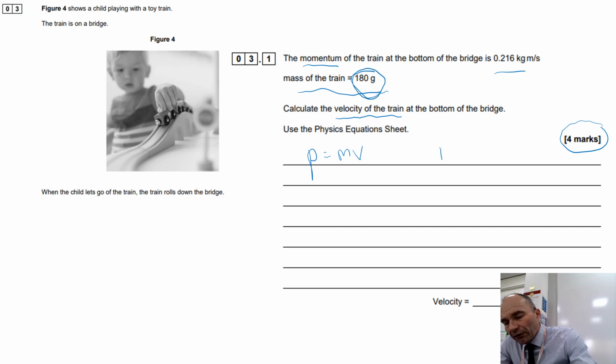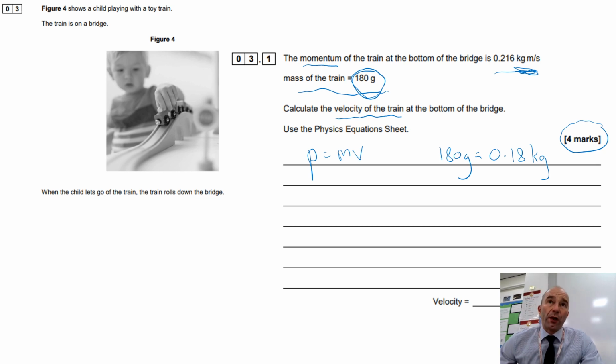We've got 180 grams. We need to convert that into kilograms, so we need to divide by 1,000. That gives us 0.18 of a kilogram. There's a bit of a clue in the units for momentum: the units of momentum are kilogram meters per second. So again, just be suspicious when they're being very generous with the marks like this.